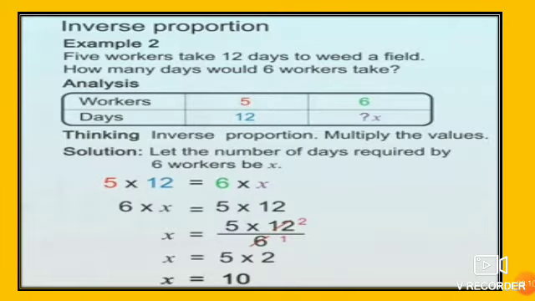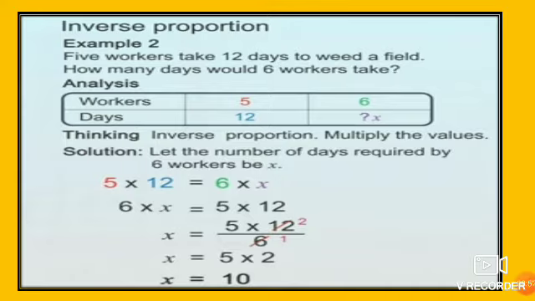Here, whatever information is given in the example, we have to tabulate that information. Make three columns and 2 rows: workers and days. In the first condition there are 5 workers, in the second condition there are 6 workers, and 5 workers take 12 days, and for 6 workers we don't know how many days they require. That's why put a question mark there and consider it as a variable x.